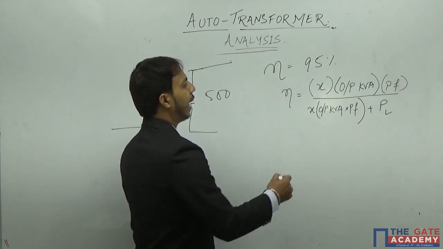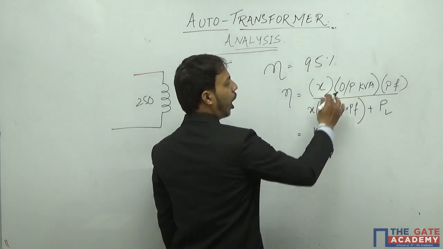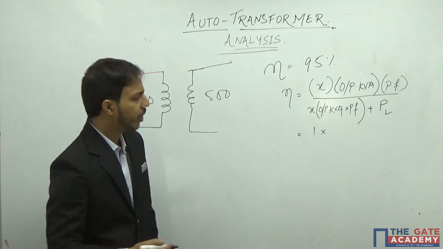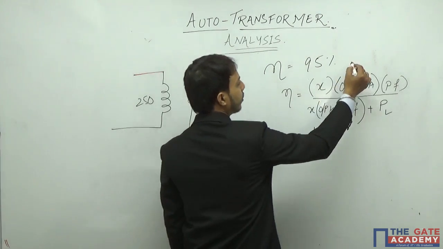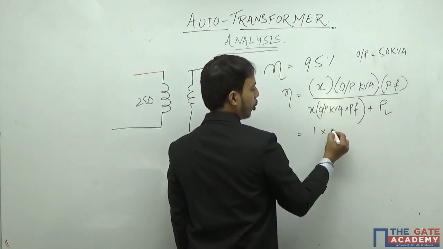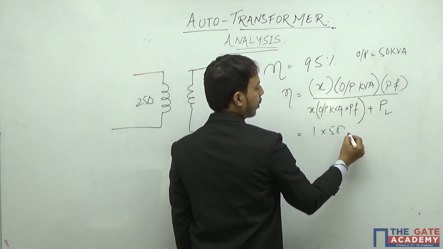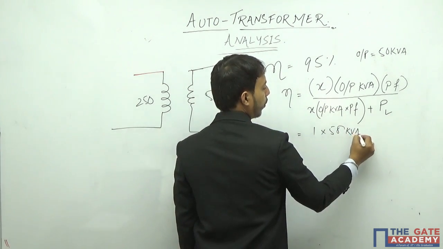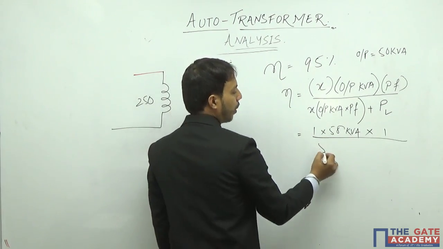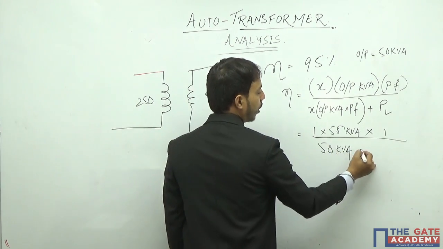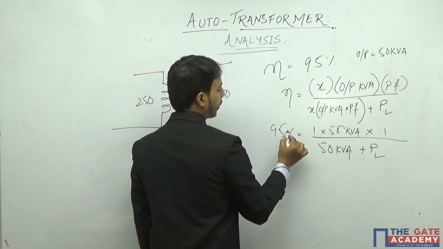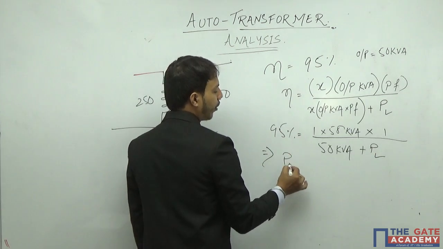So here you see X is given as 1, and output kVA is given in the question, right? It's 50 kVA. So 50 kVA multiplied by power factor, which is also given as 1, unity power factor, divided by 50 kVA plus PL, the efficiency is given as 95%. From here I can find out what PL is.